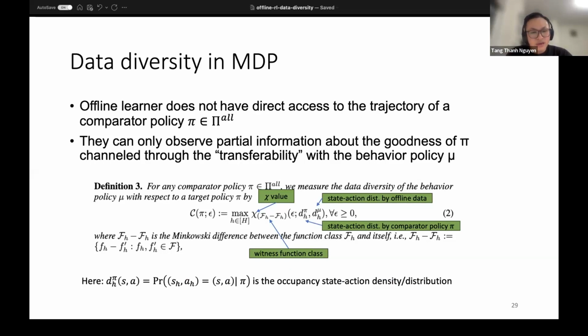Also, data diversity comes very naturally during the analysis, because we try to decompose the extrapolation error from the in-distribution error, and if we do this from first principles, it comes out naturally. It also generalizes the notion of data coverage in previous work. Another reason is that data diversity is inspired by task diversity in the transfer learning setting. Recently, a paper from Microsoft proposed task diversity to measure transferability from one task to another, and the motivation is pretty much the same, of course with some differences.